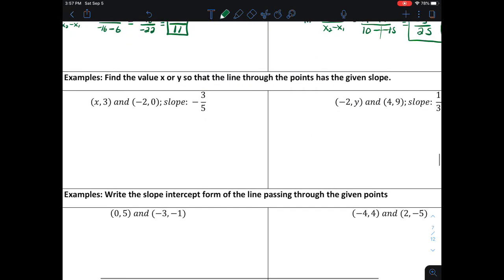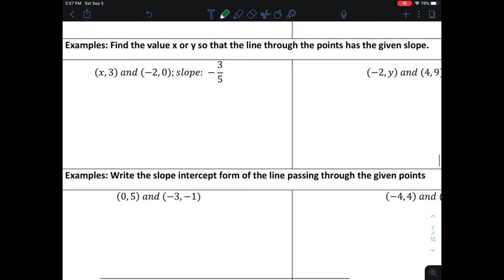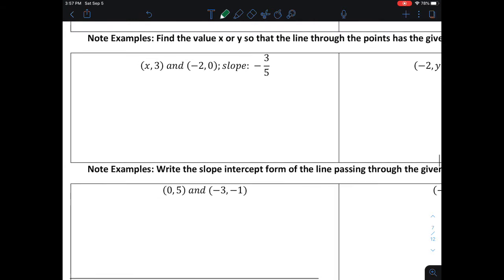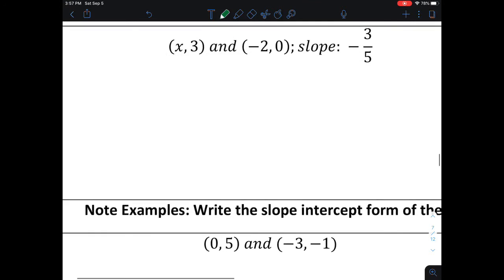Okay, now let's proceed and make this a little bit more difficult. Let's find the missing value, x or y, so that we have the given slope of a line that passes through these 2 points. So this time we know what the slope equals. The slope in this problem is negative 3 over 5, and we are given the coordinates x comma 3 and negative 2 comma 0, so we need to solve for x.